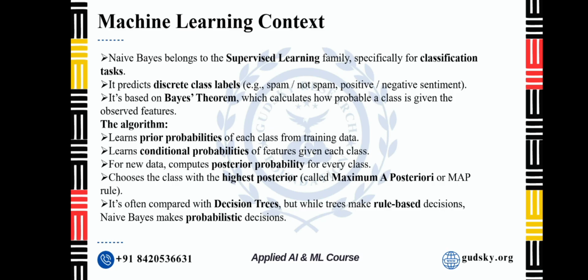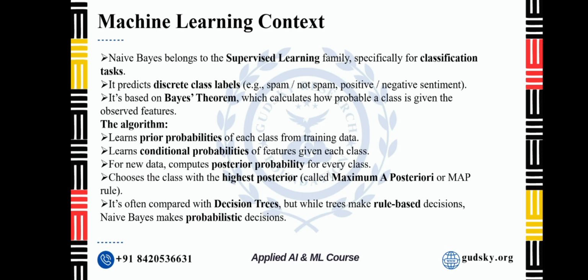Here is how it works step by step. It learns the prior probability of each class, like how many emails are spam or not spam. In the next step it learns the conditional probabilities, for example, how often the word offer appears in spam emails. And for a new email it calculates the posterior probability, which means which class is more probable given the words in that mail. And the next step, it picks the class with the highest posterior, that's called the maximum a posteriori, or MAP, rule.